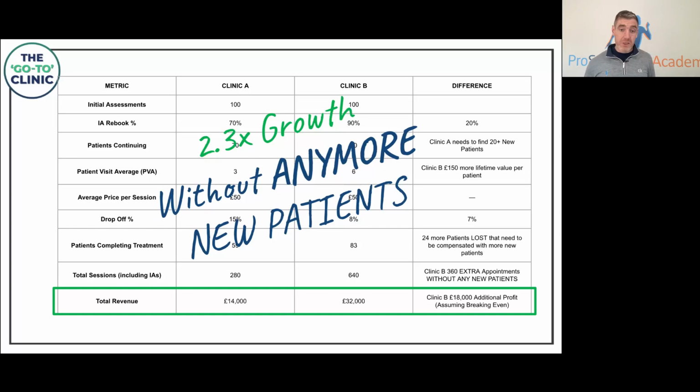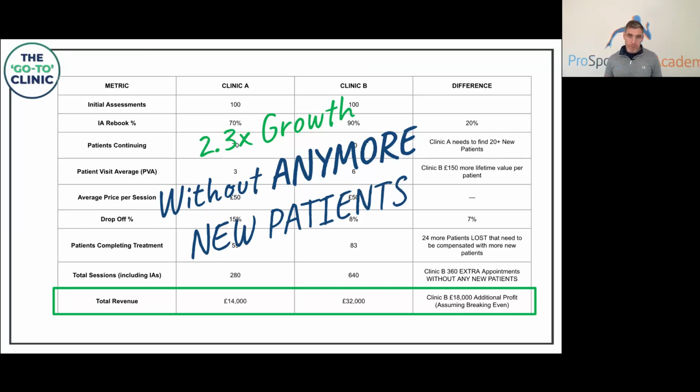So for 100 patients, Clinic A, with the 70% rebook, a drop-off rate of 15% and a patient visit average of 3, at an average order value of £50, they generate £14,000. And that's not profit, by the way. That's just what they've generated. By the time you pay your therapist wages and all of that, there's not a lot of profit left, and your admin.